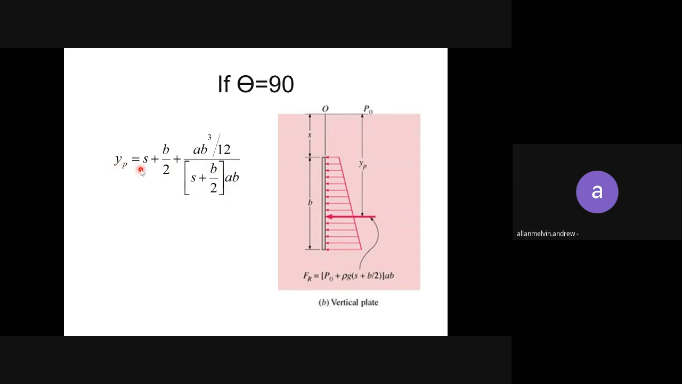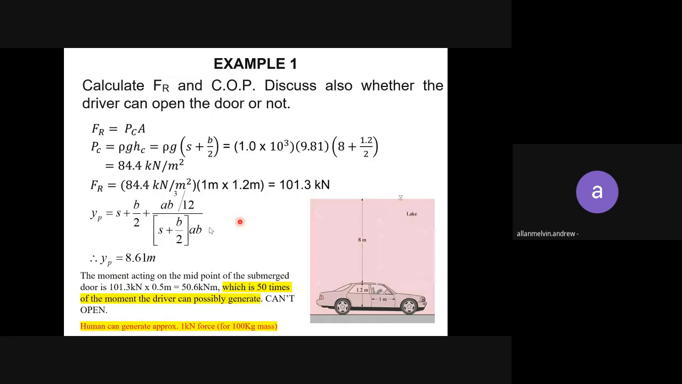So Yp equals S plus B over 2, plus AB cubed over 12, divided by S plus B over 2 times AB. Take this formula and replace all the values. S is 8, B is 1.2 over 2. A is 1 meter. B is 1.2.